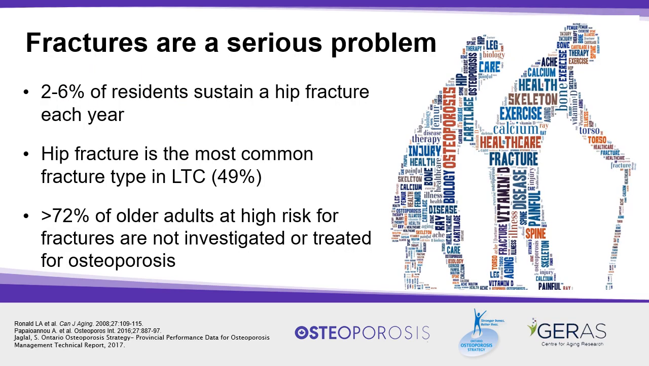Fractures are a serious problem. 2 to 6% of residents sustain a hip fracture each year. Hip fractures are the most common fracture type in long-term care. However, vertebral fractures are also very common, and you can see the curvature of the spine in our two seniors in the picture, which can indicate spine fractures. Over 72% of older adults who are at high risk for fractures, who have experienced a fracture, are not investigated or treated for osteoporosis.